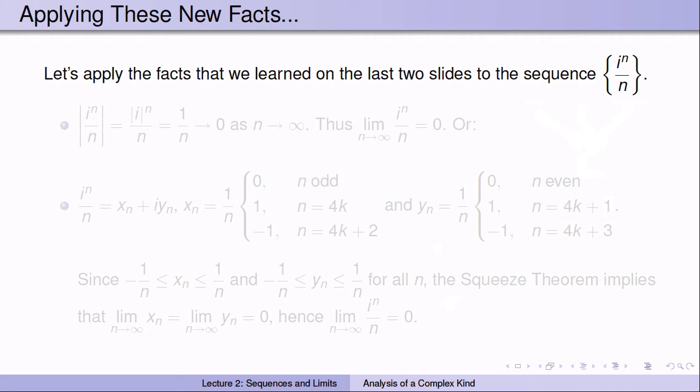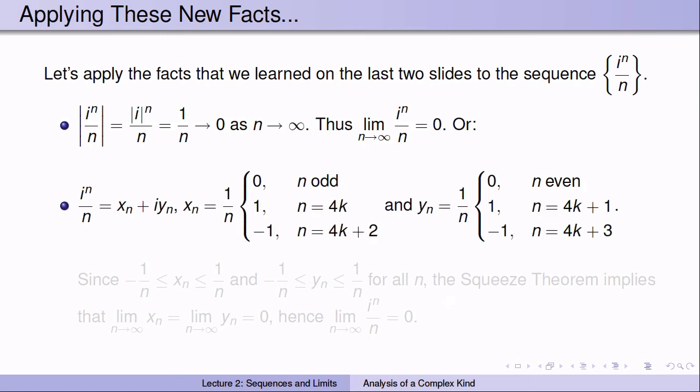So let's apply these two facts to the sequence i to the n over n. I already showed you how to apply the first fact. The absolute value of i to the n over n is 1 over n. That goes to 0, and so the first theorem told us that i to the n over n must also go to 0. But now, let's look at real and imaginary parts.